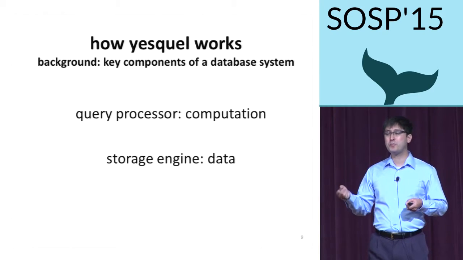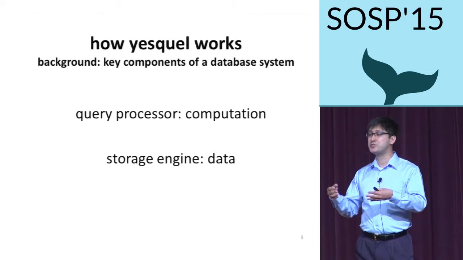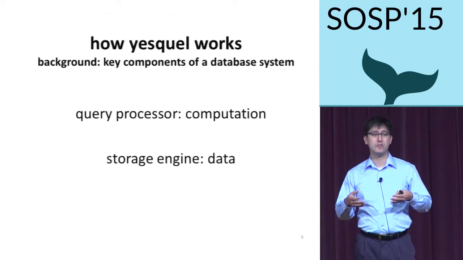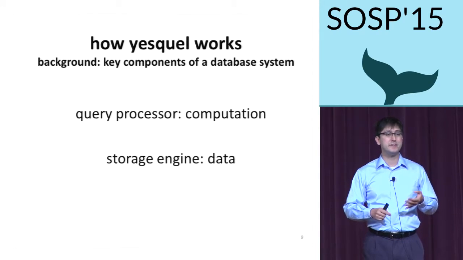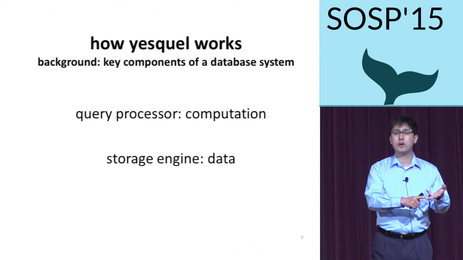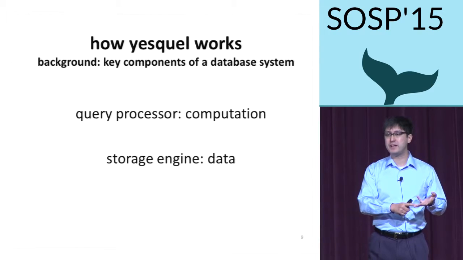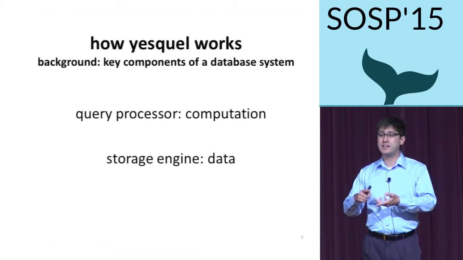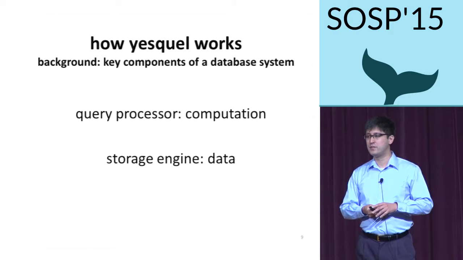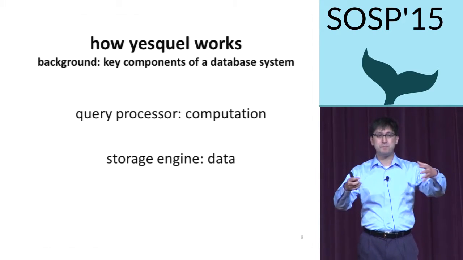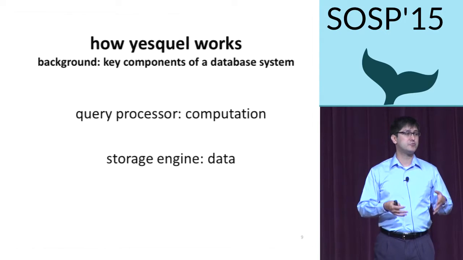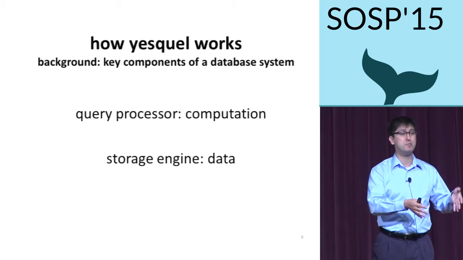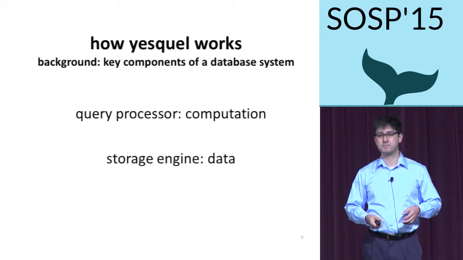You can think of the query processor as being the computation or the active component of the database system. The query processor is responsible for receiving a SQL query, parsing the query to come up with a query execution plan, optimizing the plan, and executing the plan. The storage engine is the passive component or the data component of the database system. It's responsible for storing the contents of tables and indexes.